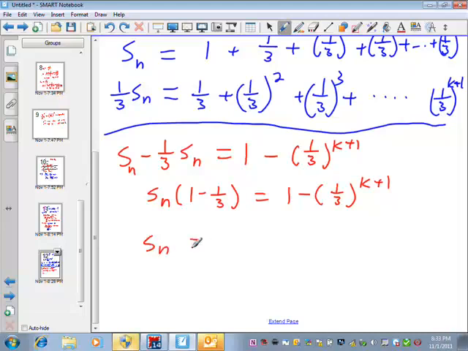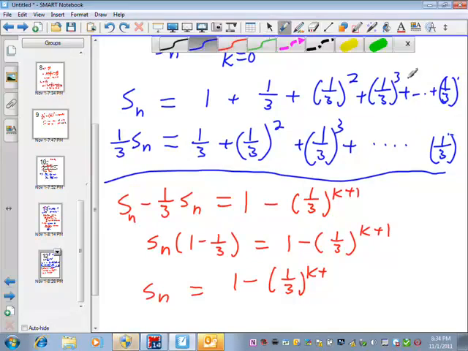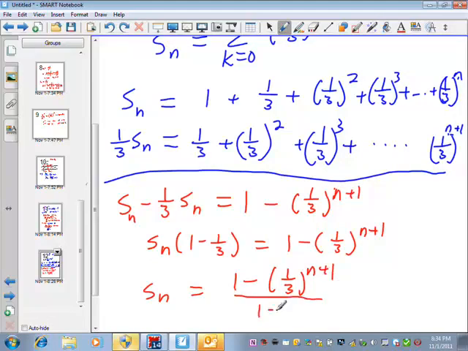S of n is then 1 minus 1/3 to the k plus 1. I'm sorry, this is S of k. Or these should be n's. I'll make these n's, I apologize. I'm saying S of n and I'm ending at k. They have to be n's, right? That's an n, that's an n plus 1. I apologize, that's my fault. We got to be good with the terminology. Those are all n's. So n plus 1, n plus 1, n plus 1, all over 1 minus 1/3.